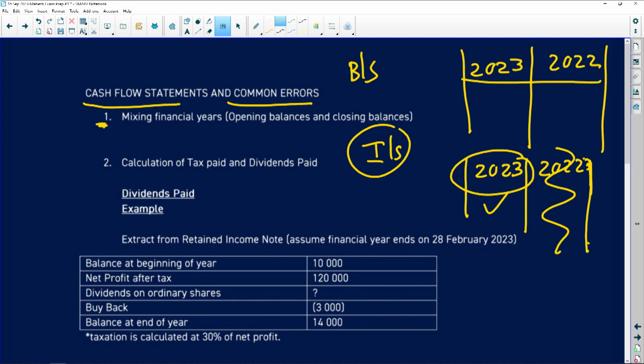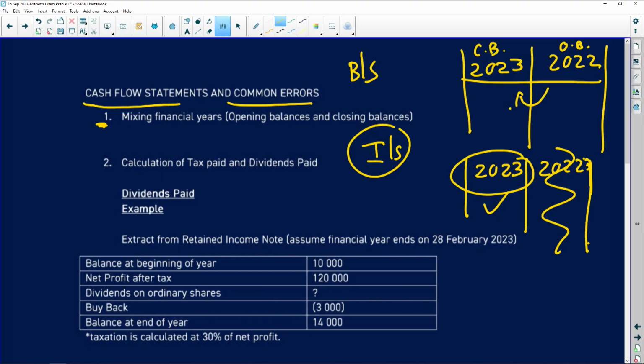Right. Now, 2022 is your opening balance. Your previous year is always your opening balance. 2023 is always your closing balance. Okay, now remember, the moment we mix this, when you are now doing calculations, and you're going to see this when I'm completing taxation paid and dividends paid, I'm going to go back to this error that we find students making. We actually see students that muddle the two.